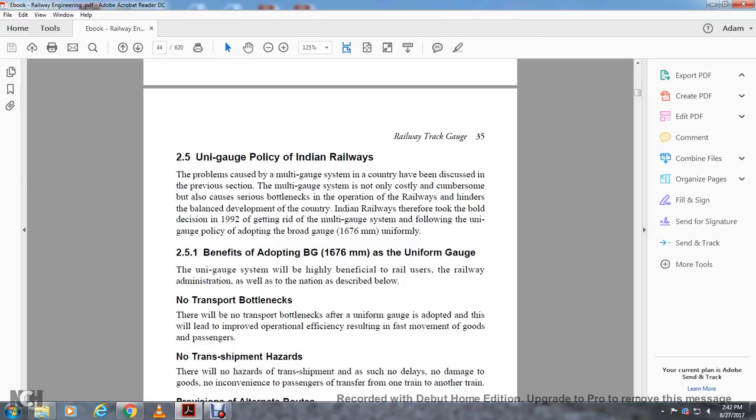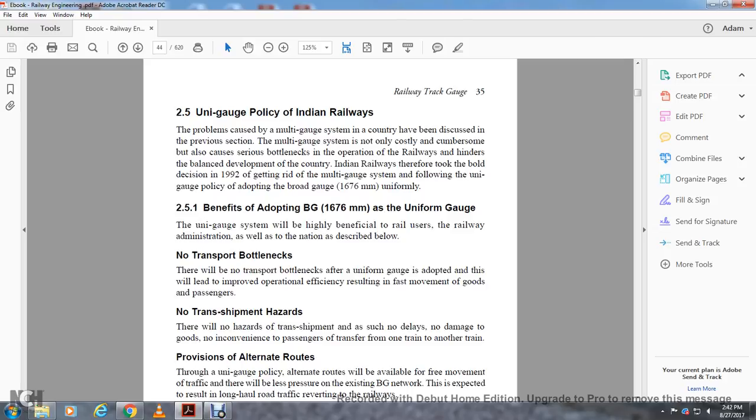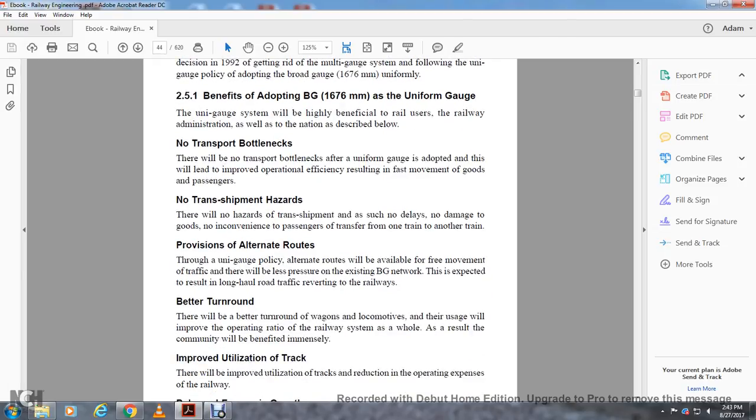No transportation bottleneck. There will be no transport bottleneck with a uniform gauge, which leads to improved efficiency resulting from the fast movement of goods and passengers. No transshipment hazards. There will be no transshipment hazards such as delay, no damage to goods, and no inconvenience to passengers transferring from one train to another. The provision for alternate routes.